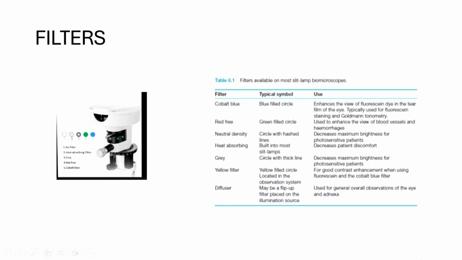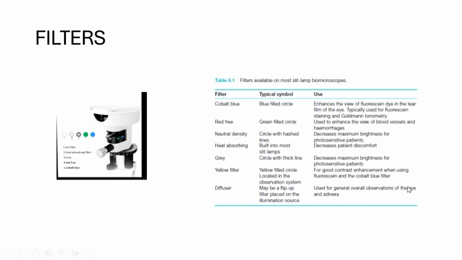Next, coming to the filters, basically all slit lamps have cobalt blue and red-free filters. Along with that, they have neutral density filters, a heat absorbing filter, a gray filter, a yellow filter, and a diffuser. They are represented by symbols on the slit lamp, found on the top along the beam width, where you adjust the beam width or beam height. Cobalt blue is a blue filled circle, and it enhances the view of the fluorescent dye in the tear film of the eye. It is used for fluorescein staining and Goldmann tonometry.